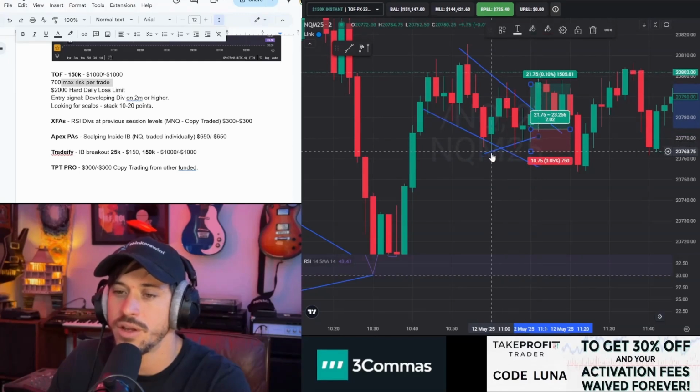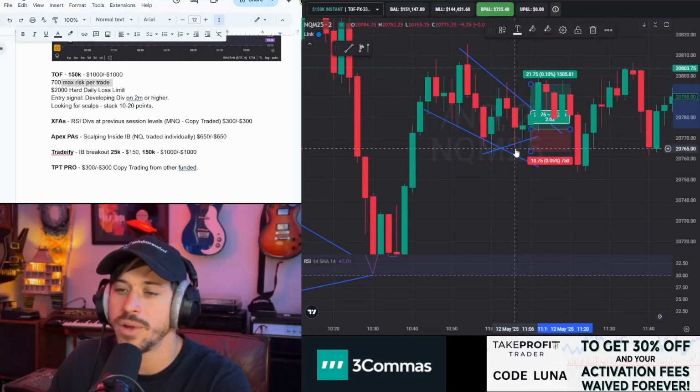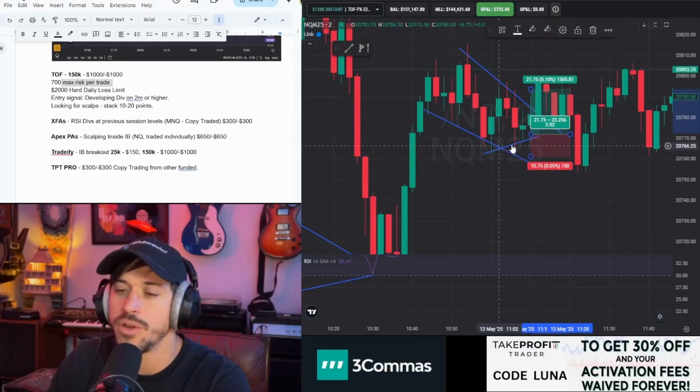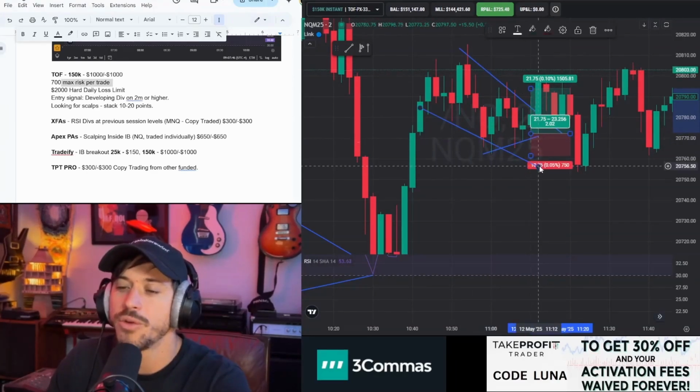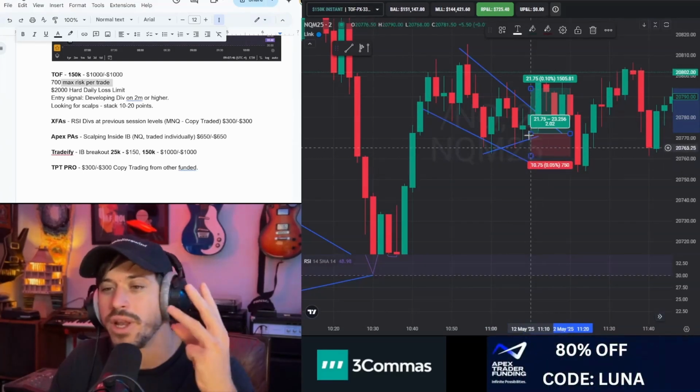Okay, so here's the origin candle. Here's the developing div here. So the stop loss would be below the lower of these two, which is the origin candle. Have my stop there, 10 3/4 points. That means I would have been able to fill 3 minis, which is pretty good.